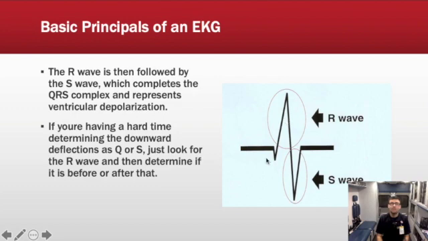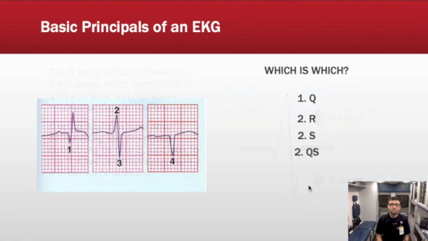So again, alphabet: Q, R, S. And if you don't have a Q wave, you're just going to have P, which is that little hump that we saw earlier with atrial depolarization. So P, R, S, and then you'll eventually have a T. So again, QRS.